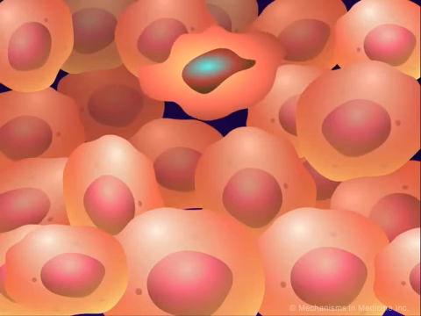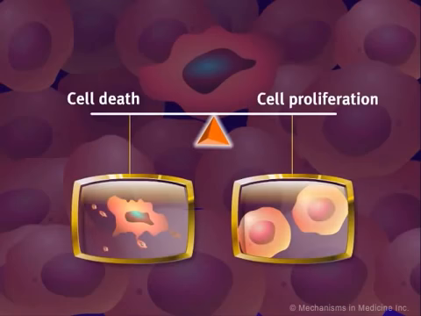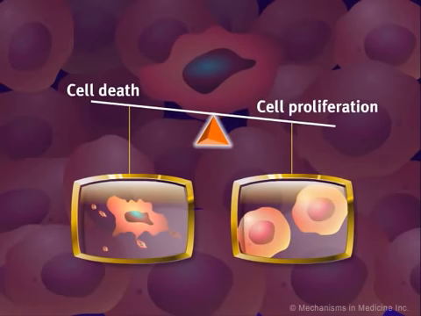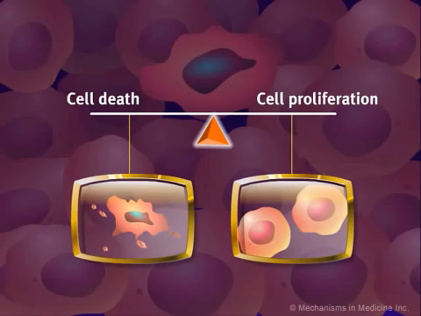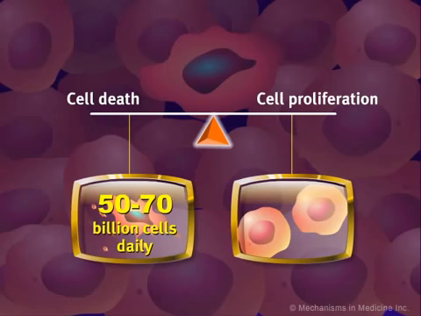Apoptosis occurs in normal cells to allow for removal of damaged cells, maintain a constant number of cells in regenerating tissues, and is an important part of embryogenesis. In an average human adult, 50 to 70 billion cells undergo apoptosis per day.